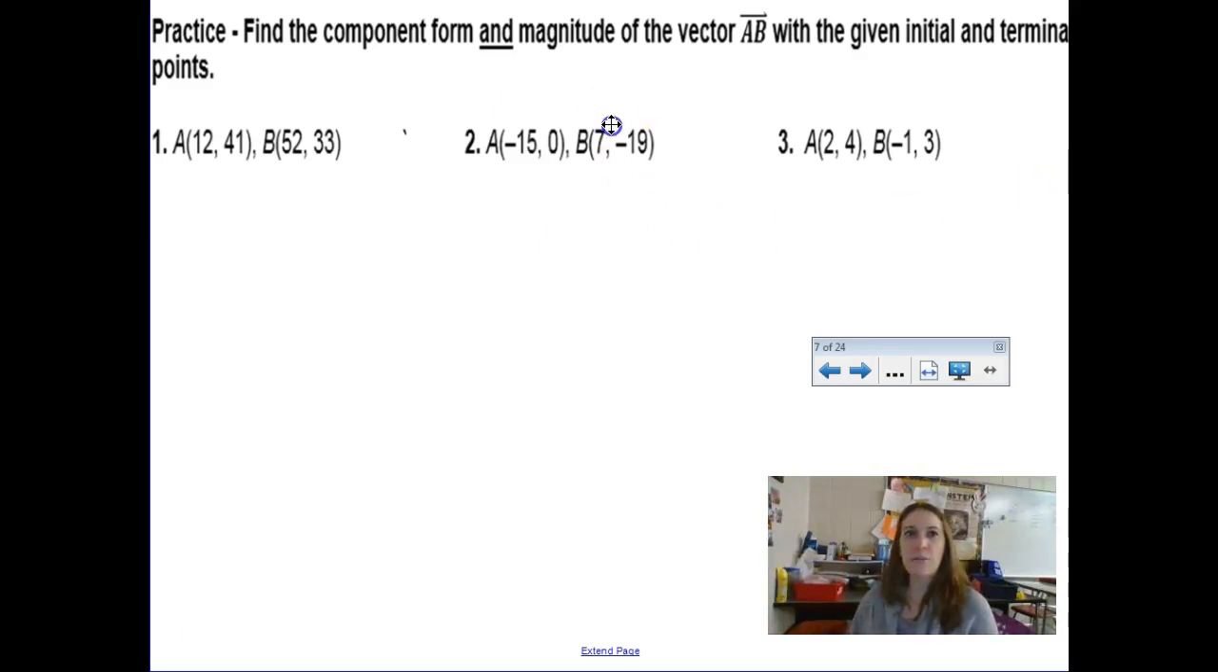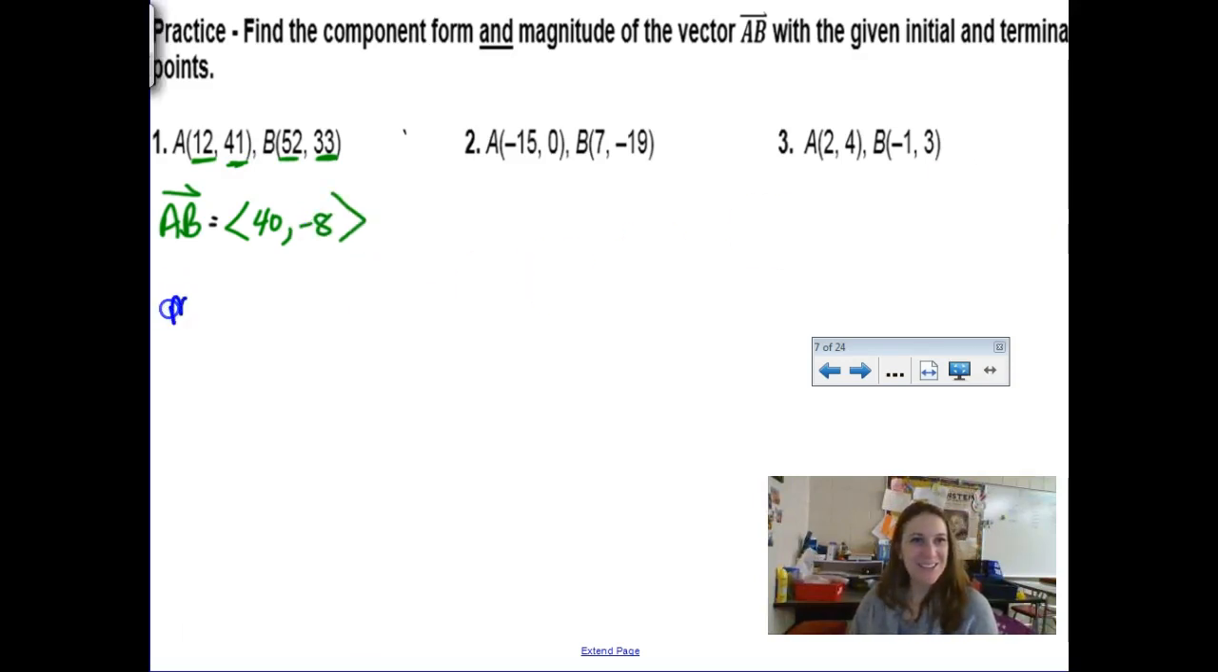Here, they want the component form of the new resulting vector and the magnitude. This should not be too bad. The vector from A to B, remember that's our notation for vectors, is going to result in the new vector. It's got to go x2 minus x1, so that's a 40. And then y2, okay, negative 8. I should be able to subtract by now.